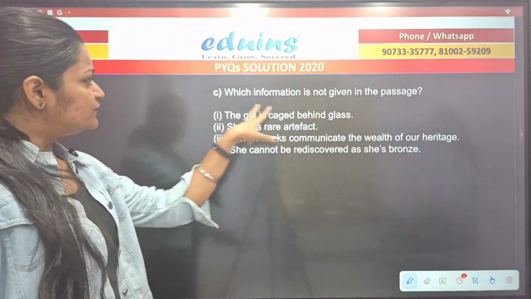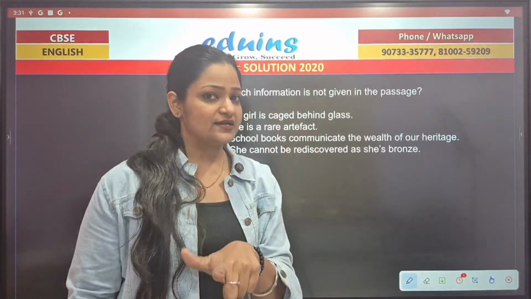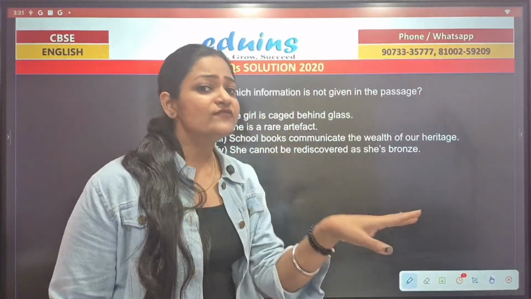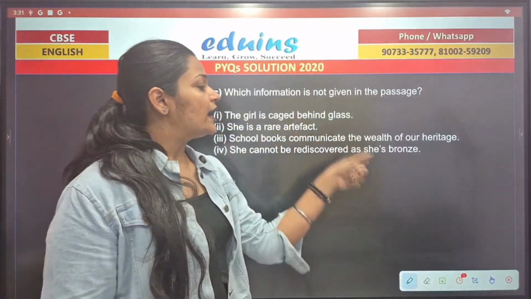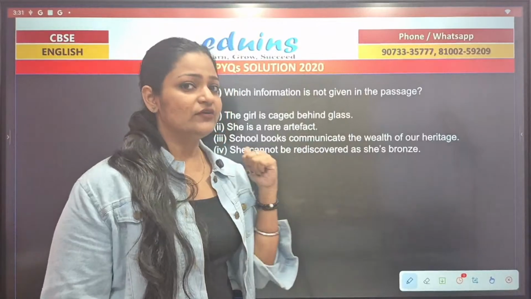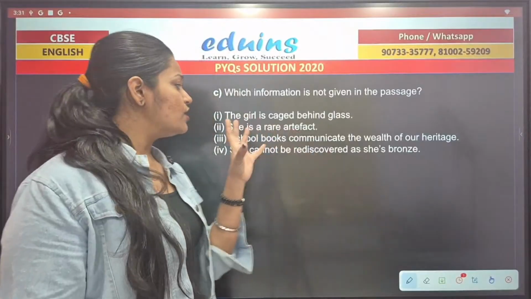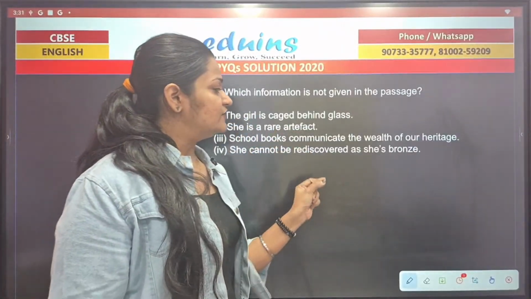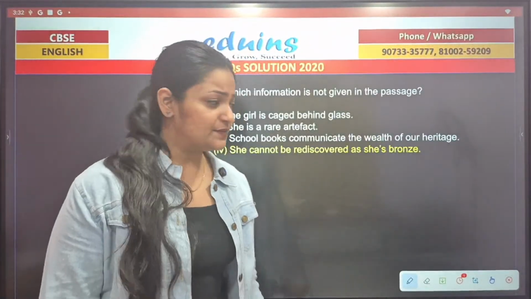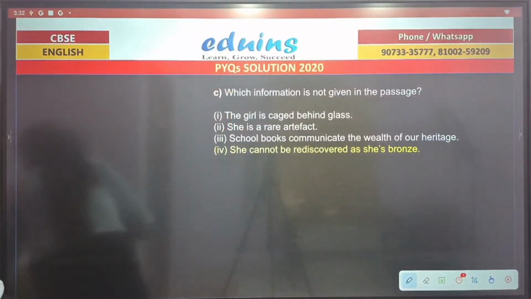Let's do it. Which information is not given in the passage? We can easily recall. We have already read the passage line-wise, word-wise, letter-wise, so now we will figure out what we haven't read. The girl is caged behind glass. We have heard this. She is a rare artifact. We have heard this. School books communicate the wealth of our heritage. We have also read this. She cannot be rediscovered as she is bronze. This is your answer because we haven't read this in our passage.